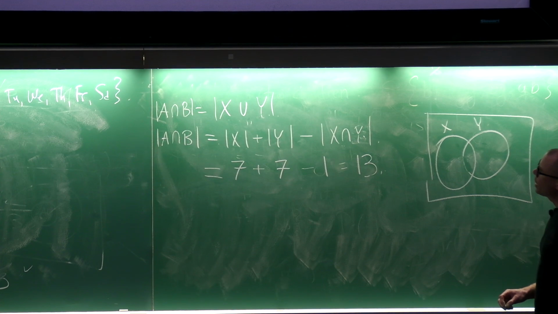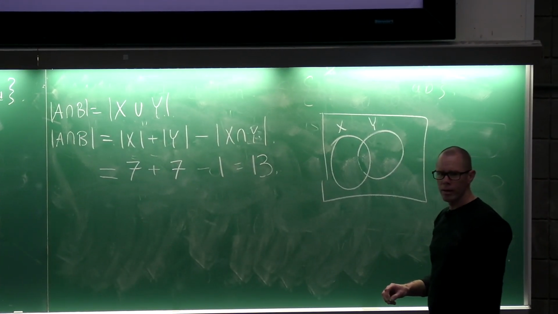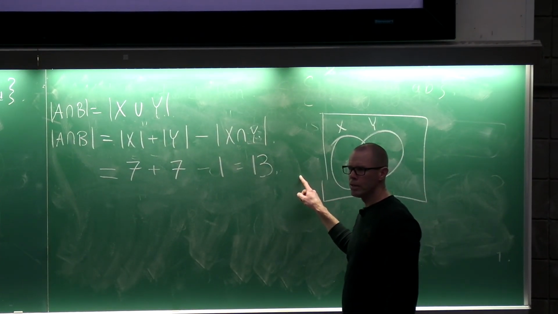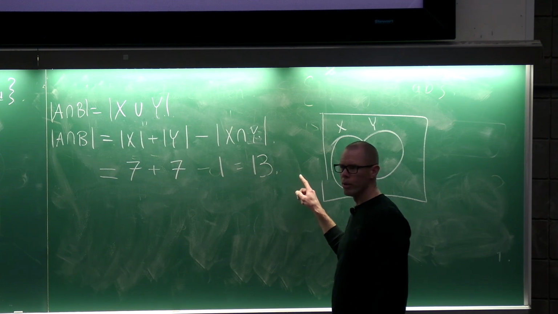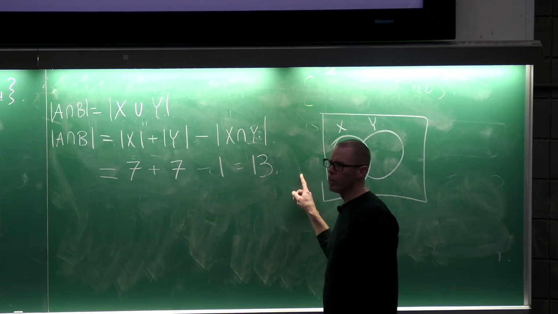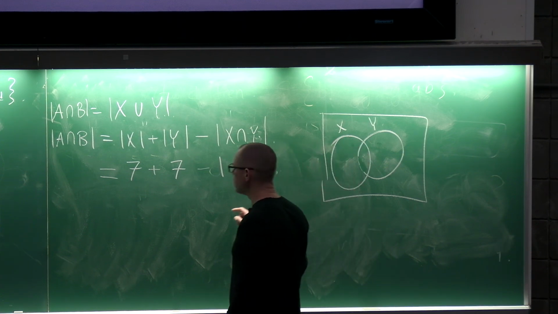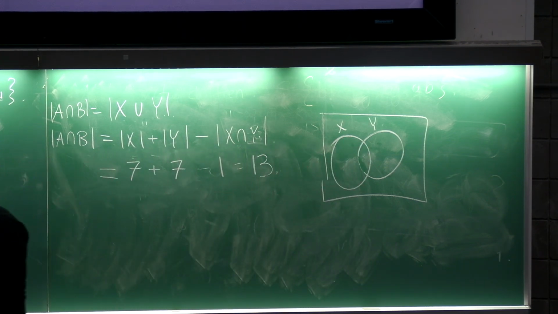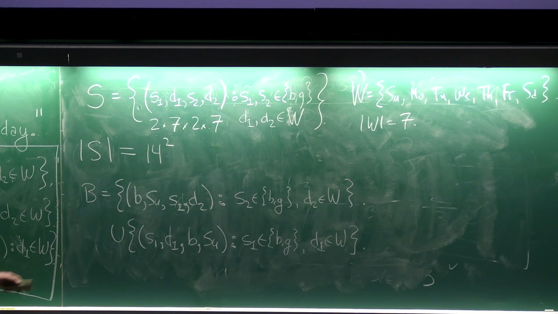All right. And right now, you should be getting anxious because 13 is a very strange looking number to show up here. If the answer is going to be 1/3, then we'd better get like 39 as the size of B. So we better check the size of B carefully. All right.